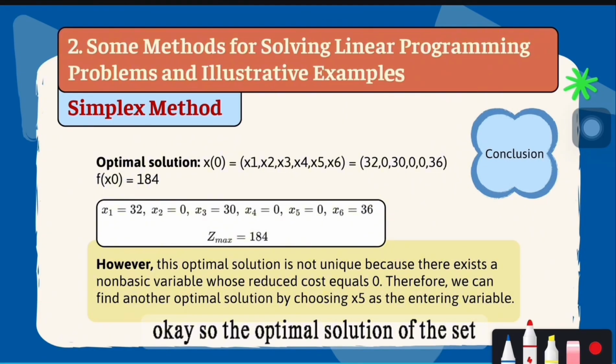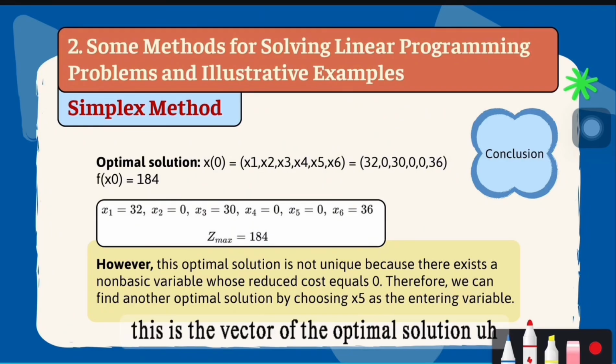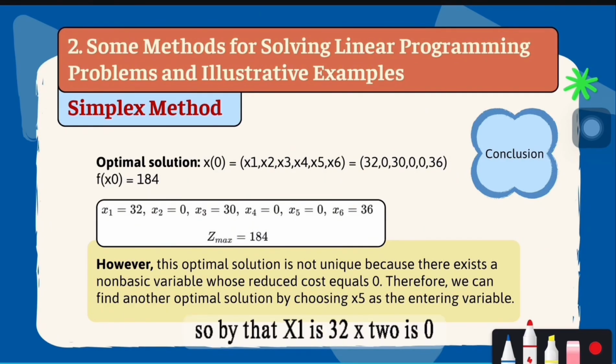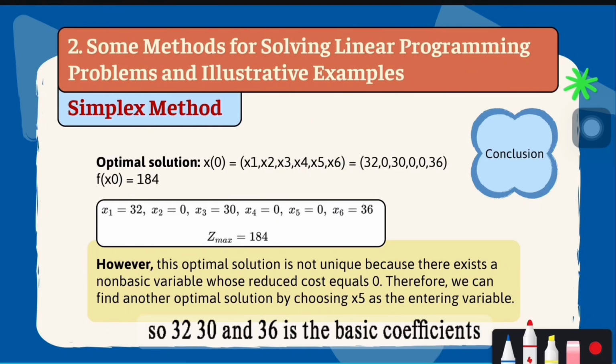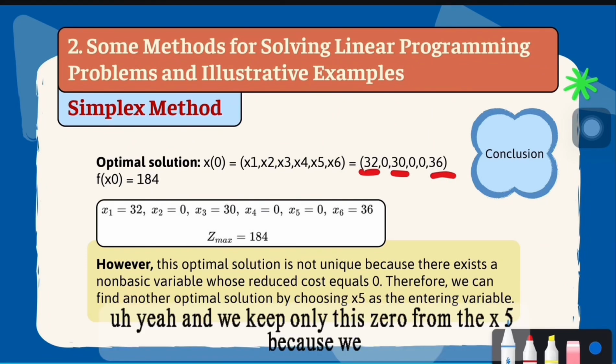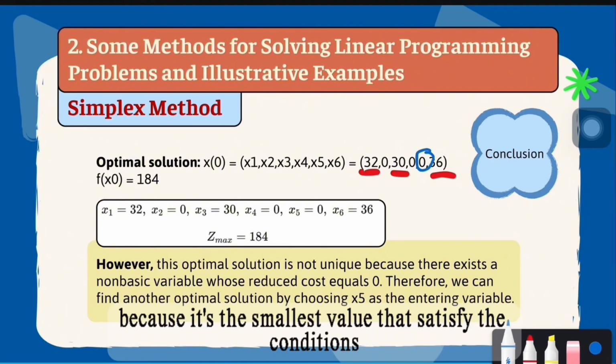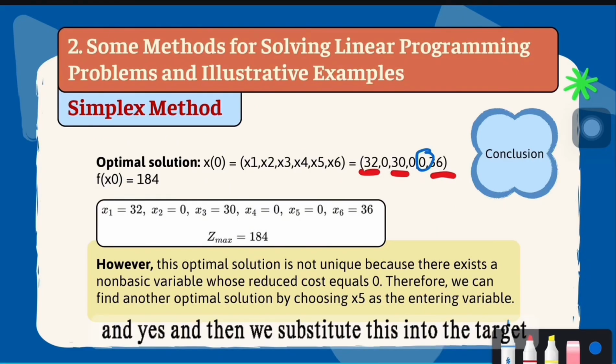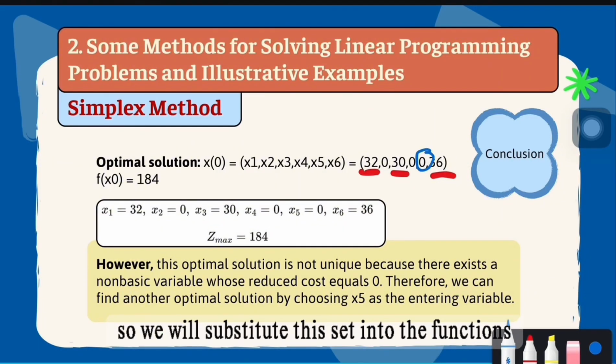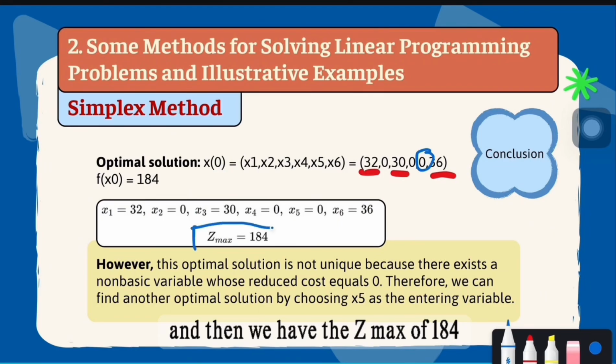Okay, so this is the vector of the optimal solution. By that, x1 is 32, x2 is 0, x3 is 30, x4 is 0, x5 is 0, and x6 is 36. So 32, 30, and 36 are the basic variable values, and we keep only this 0 from x5 because it's the smallest value that satisfies the conditions. And then we substitute this set into the objective function, and we have the z max of 184.